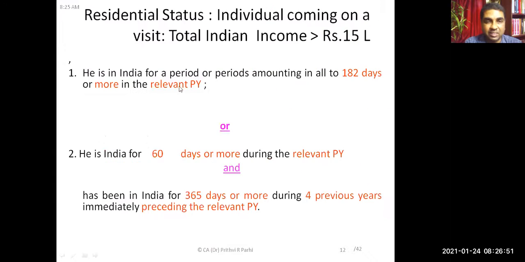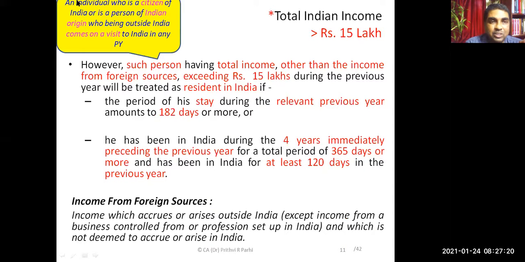That means, I told you two conditions are there. First one is that in the relevant previous year, 182 days. Or the second condition was 60 days in the relevant previous year plus 365 days in the four previous years immediately preceding the relevant year. The 60 days shall be considered as 120 days. Okay, 120 days in which situation? Only in this situation: the individual is a citizen of India, or he is a person of Indian origin, he is coming to India for a visit, and his Indian income is exceeding 15 lakh.